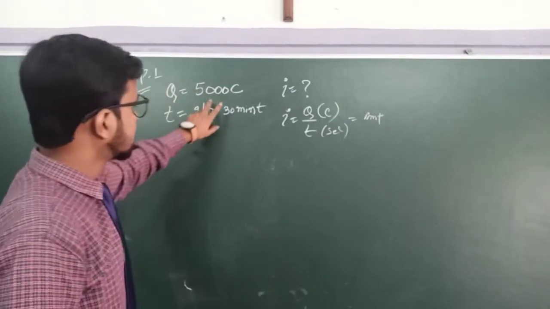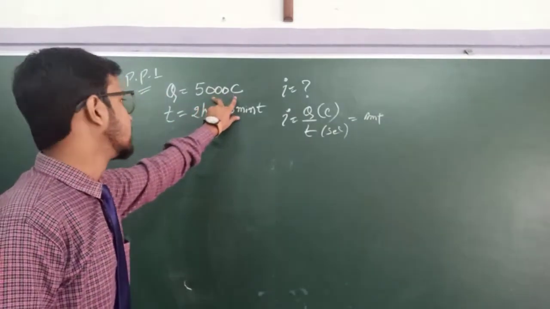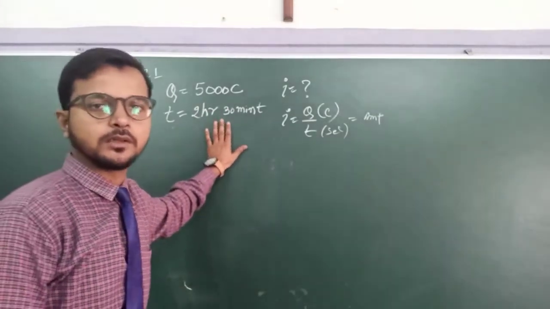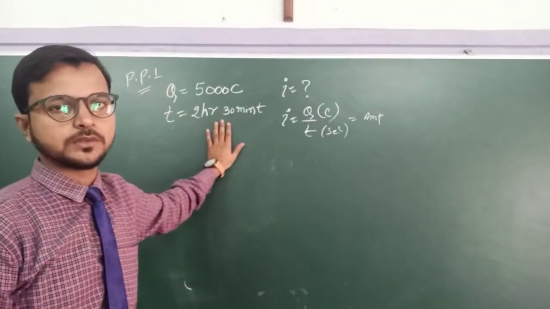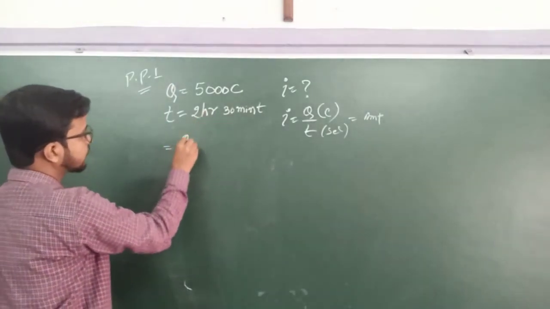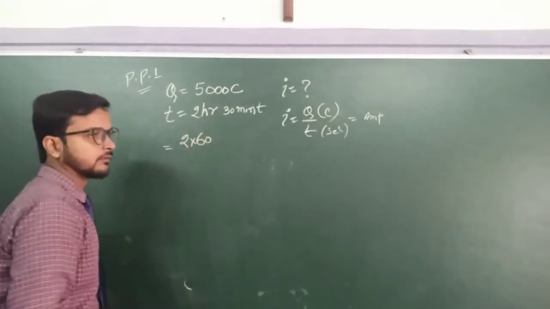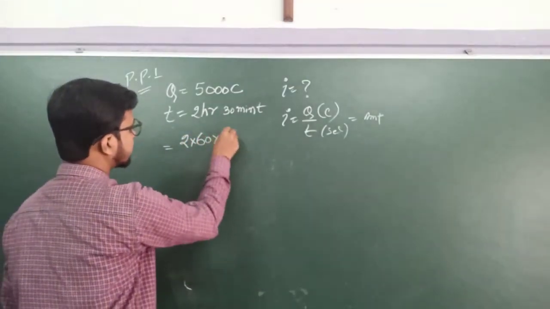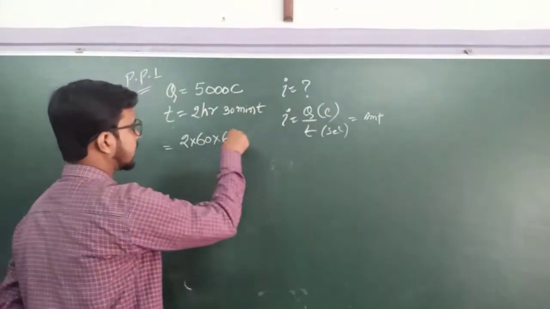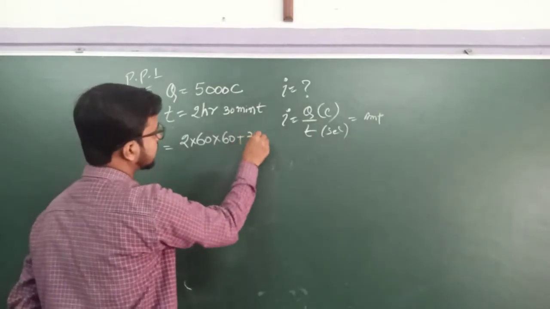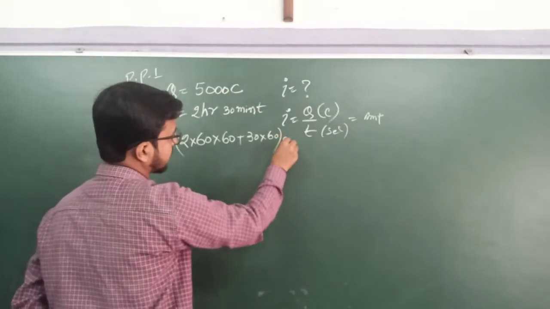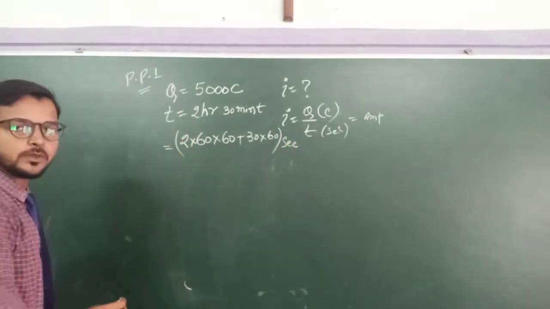Here in this question, Q is equal to 5000 coulomb, and T is equal to 2 hours 30 minutes. This is given in hours. First we convert it into seconds. How to convert into seconds? First, 2 hours convert into seconds: 2 hours multiplied by 60 converts it into minutes, and then multiplied by 60 again converts it into seconds. And plus 30 minutes is also given, so this 30 minutes also converts into seconds. Now the overall time will convert into seconds.